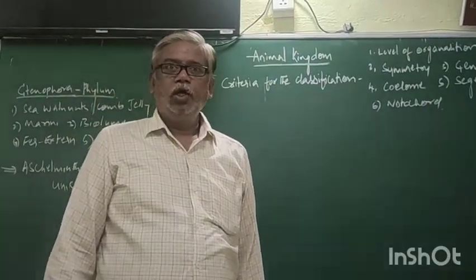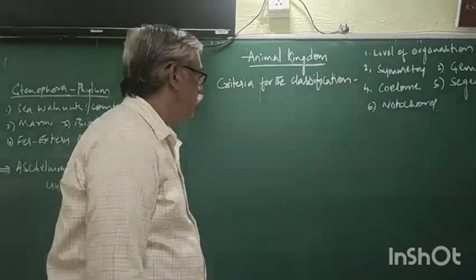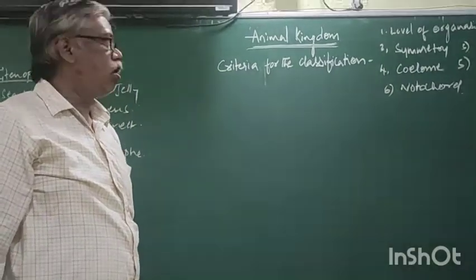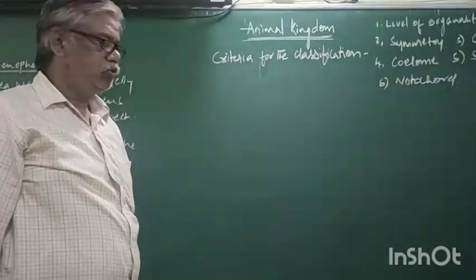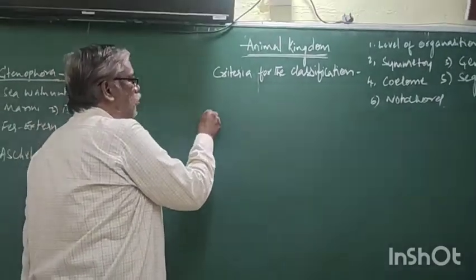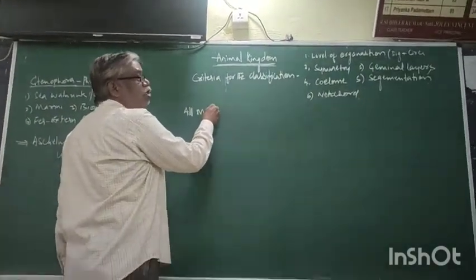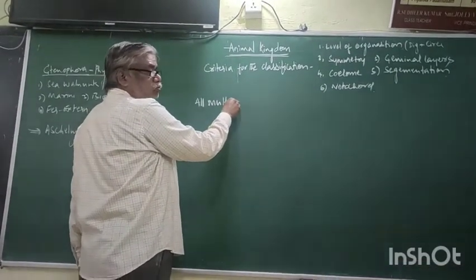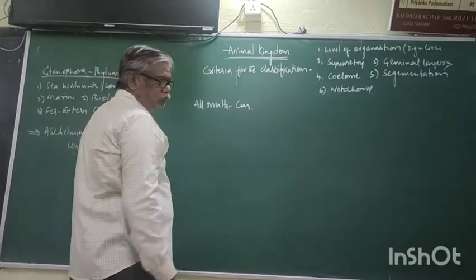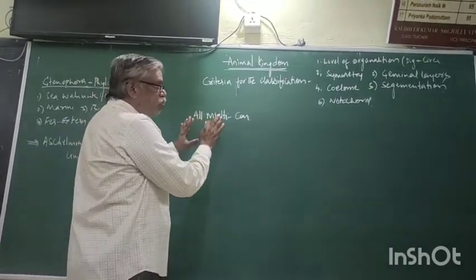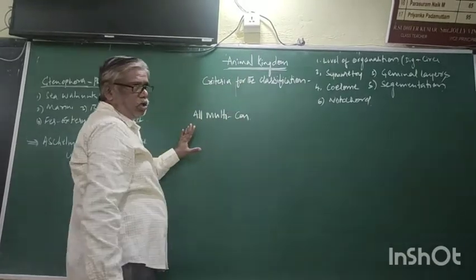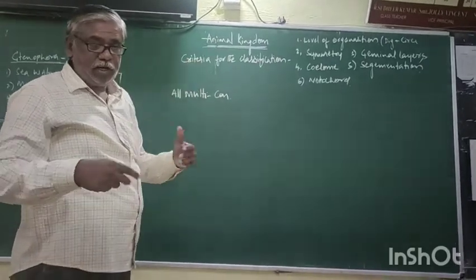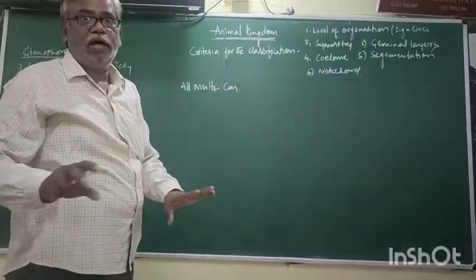Chapter: Animal Kingdom. According to the five kingdom classification, the last kingdom is the Animal Kingdom. All are multicellular consumers, which is the main important feature for the animal kingdom.